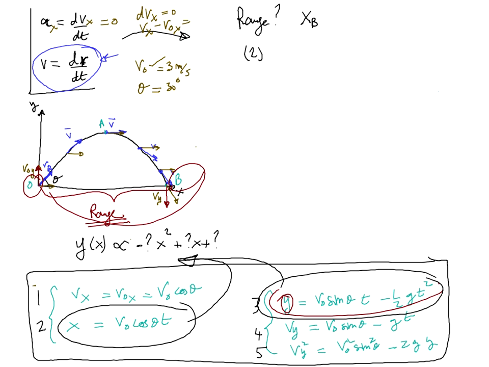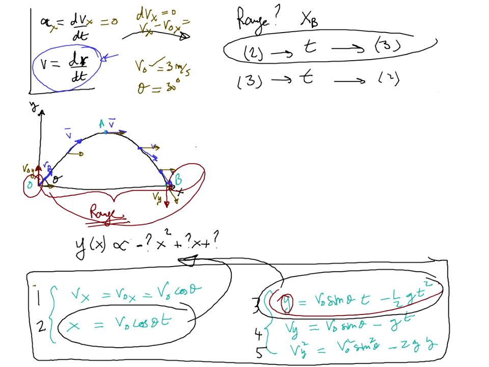Take equation 2, solve for t, and substitute it into equation 3. Instead of going from equation 3, solve for t, which in general will give us a quadratic, that's more work, and then substitute into 2. Let's use this method. If you take equation 2 and solve for t, you easily have t is equal to x divided by v naught cosine theta. No biggie. Now let's plug this into equation 3.